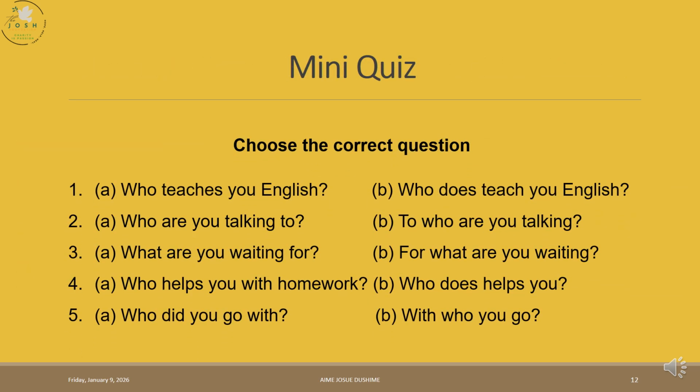Simply, let's do the last quiz. There are two groups, A's and B's. You're going to choose between A and B, which one is correct. Who teaches you English, and who does teach you English? Who are you talking to, and to who are you talking? What are you waiting for, and for what are you waiting? Who helps you with homework, and who does help you? Who did you go with, and with who did you go?